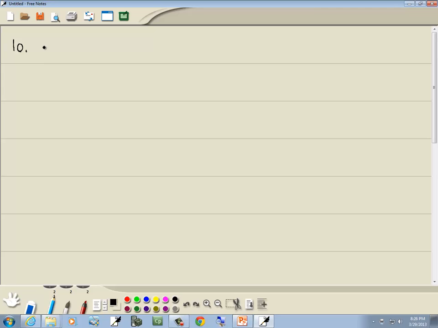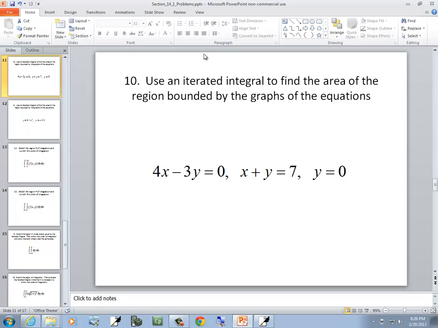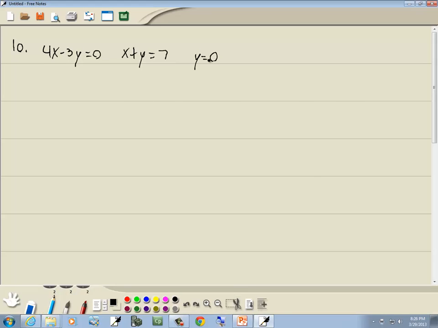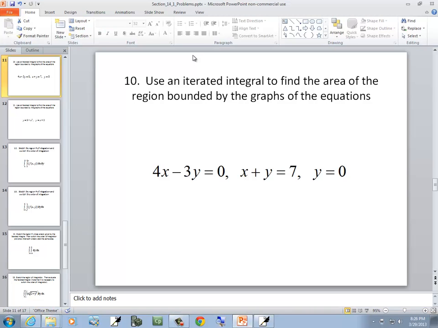We've got 4x minus 3y equals 0, and x plus y is equal to 7, and y is equal to 0. The instructions here are use an iterated integral to find the area of the region bounded by the graphs of the equations. We saw how to do this back in Calc 1, I think.